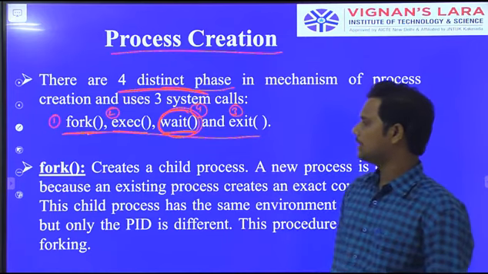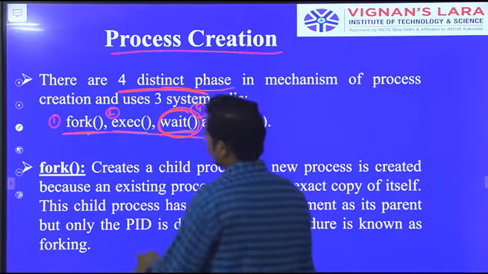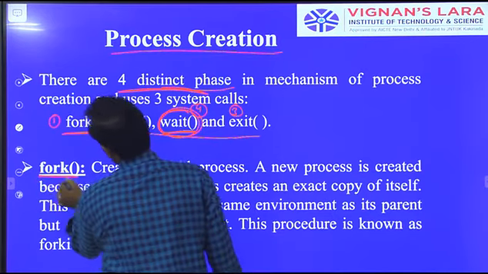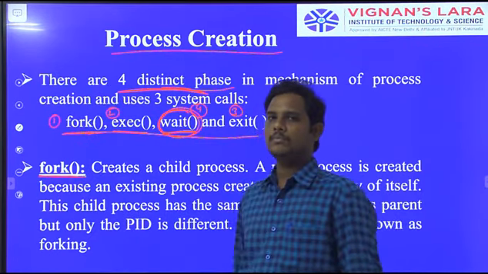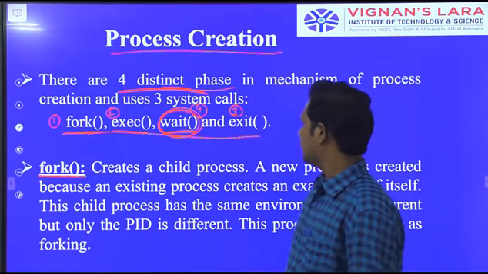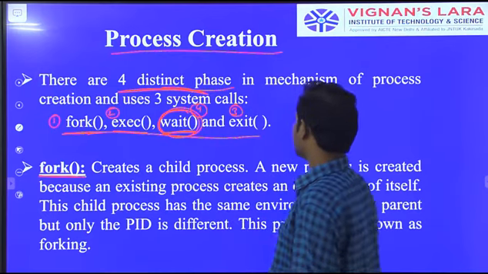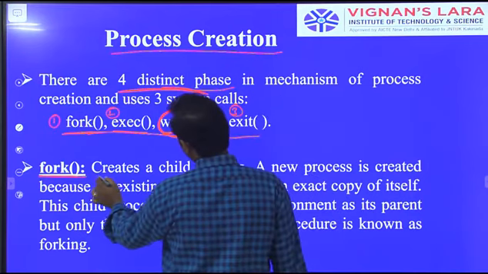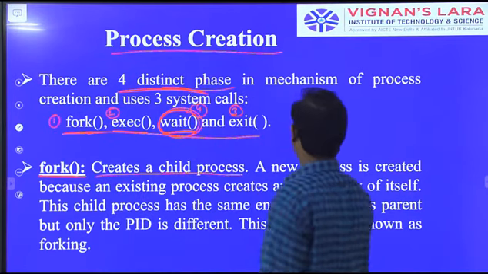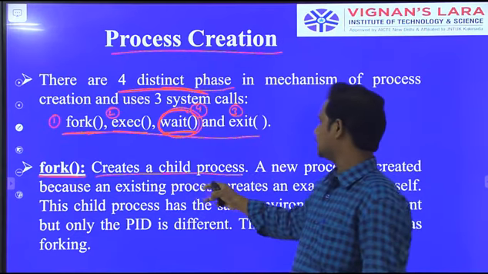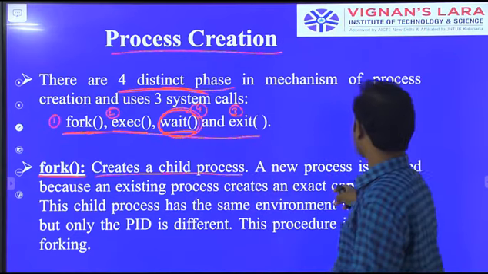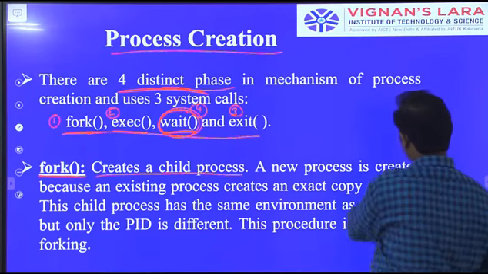One by one we can see them briefly. First one is the fork system call. If you are creating a new process, we must use the fork system call, so that it creates a child process. The fork system call creates a child process. A new process is created because an existing process creates an exact copy of itself.